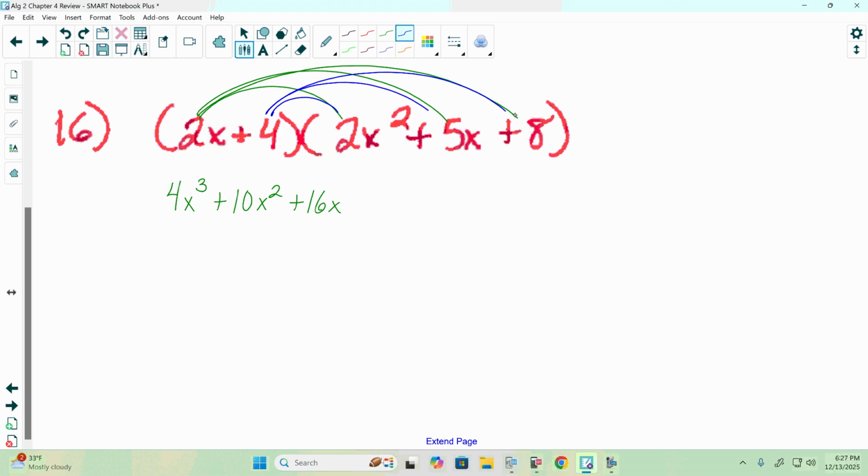Now we're going to do this again and multiply with the 4. 4 times x squared is going to be plus 8x squared. 4 times 5x, 4 times 5 is going to be 20. We still have our x. And lastly, 4 times 8 is going to be plus 32.